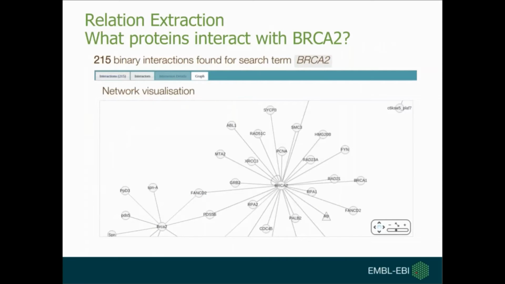Relation extraction. Another task of information extraction is relation extraction, and its task is to discover semantic connections between entities. For example, given a protein BRCA2, finding all the proteins interacting with it is a relation extraction problem.